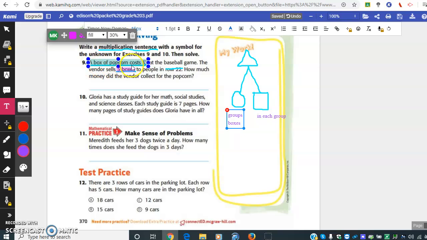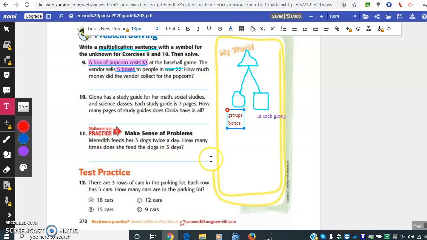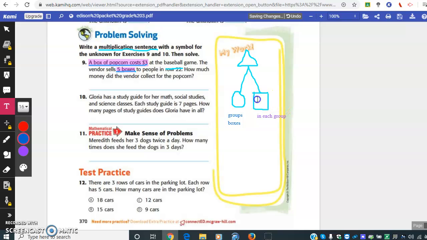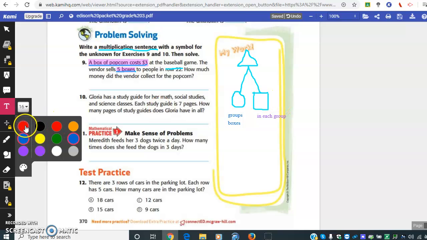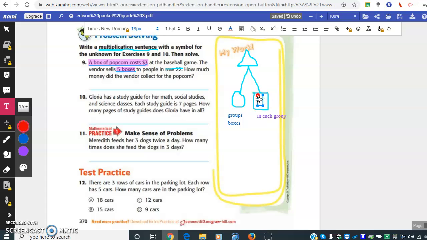Since a box of popcorn costs $3, or each box of popcorn costs $3, I'm going to go ahead and take the $3 and put it in this square right here. Yeah, $3 goes here because each box of popcorn costs $3.